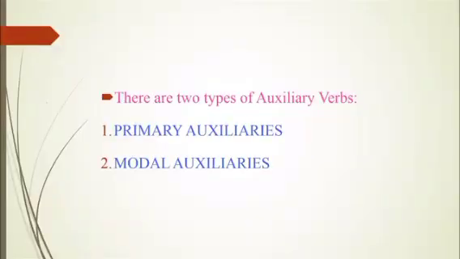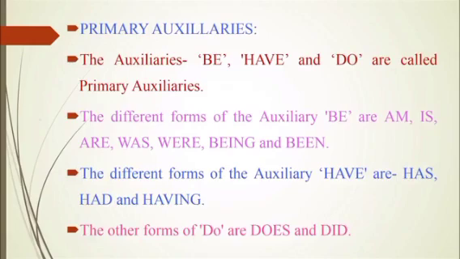There are two types of auxiliary verbs. The first one is primary auxiliaries and the second one is modal auxiliaries. In today's class, we are going to learn primary auxiliaries. The auxiliaries be, have and do are called primary auxiliaries. So what are primary auxiliaries? Be verbs, have verbs and do verbs are called primary auxiliaries.